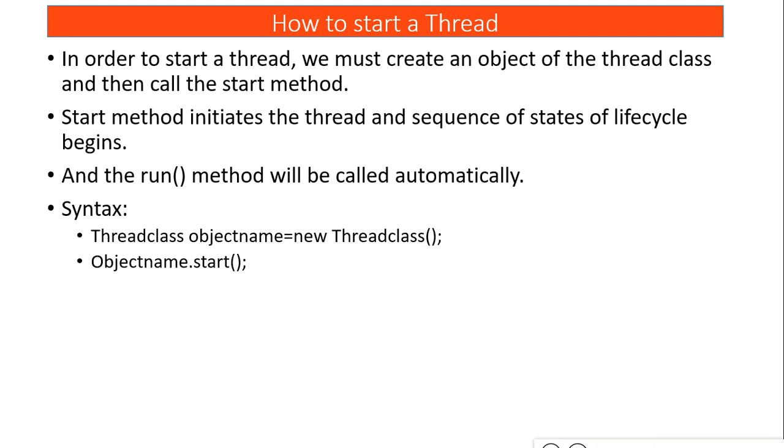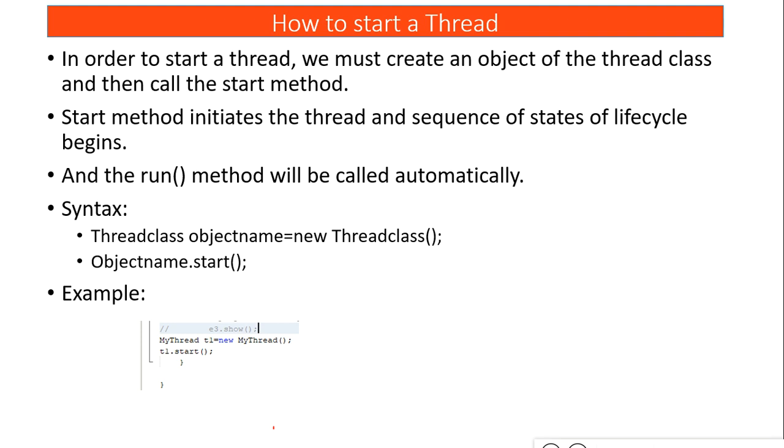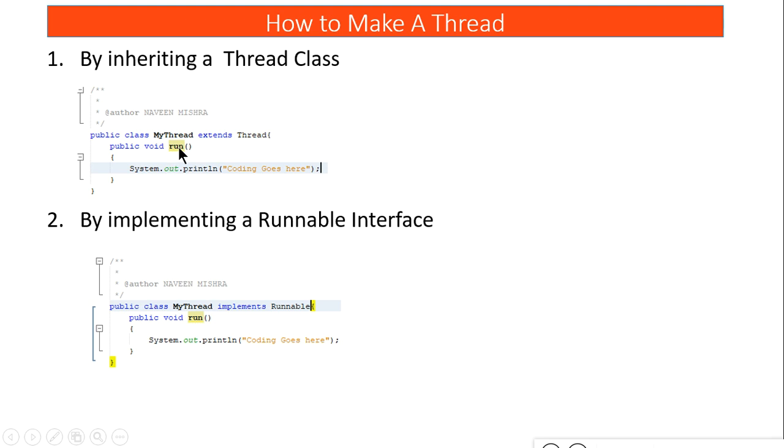So how will you create that? Just create an object of your class and then call the start method. There you go, this is the example. Here I have created a MyThread class, and here I am creating the object of the MyThread class, and then I am calling the start method. Now this start method will call this run method.